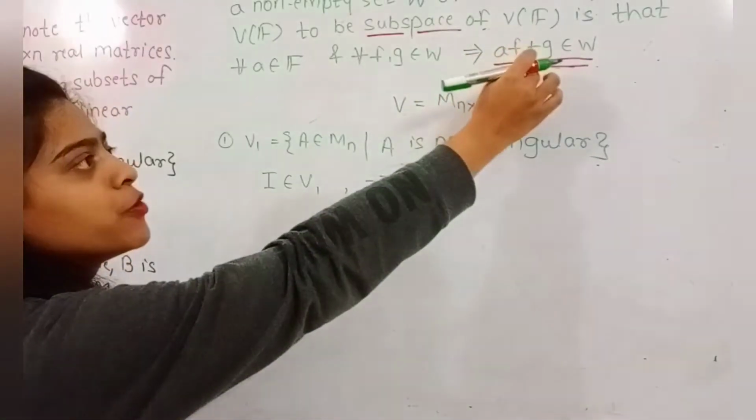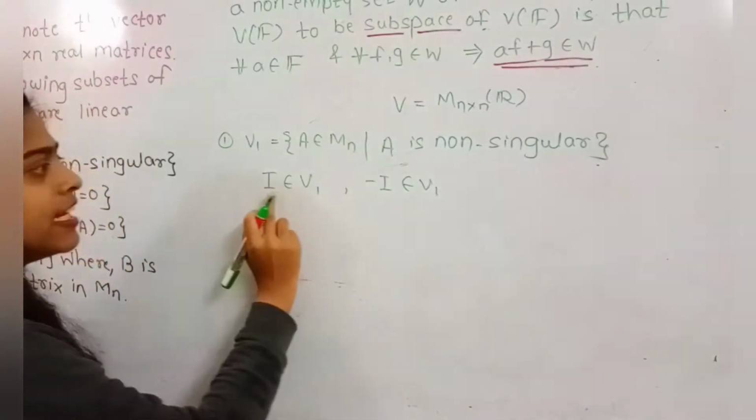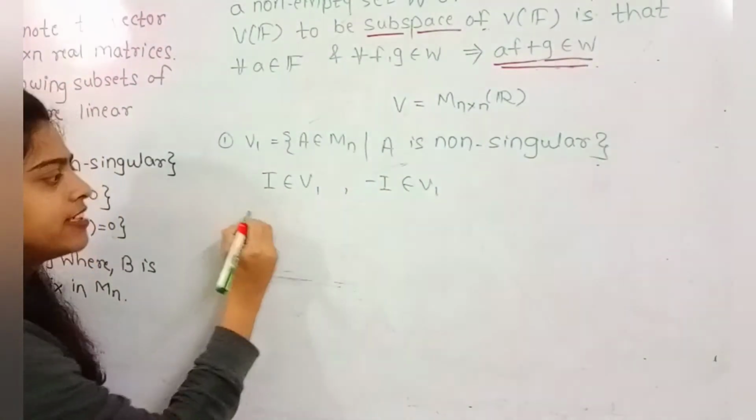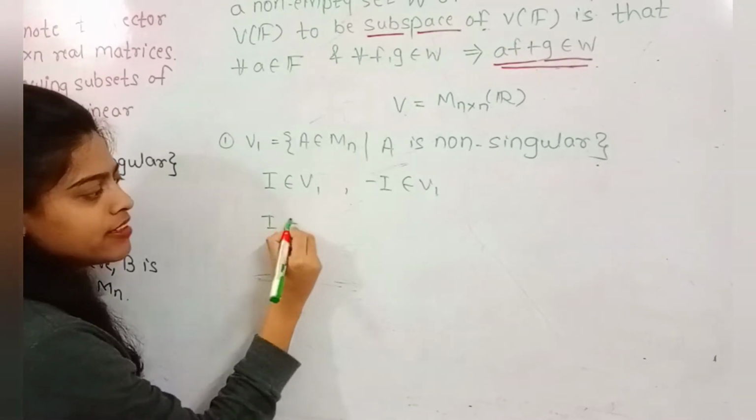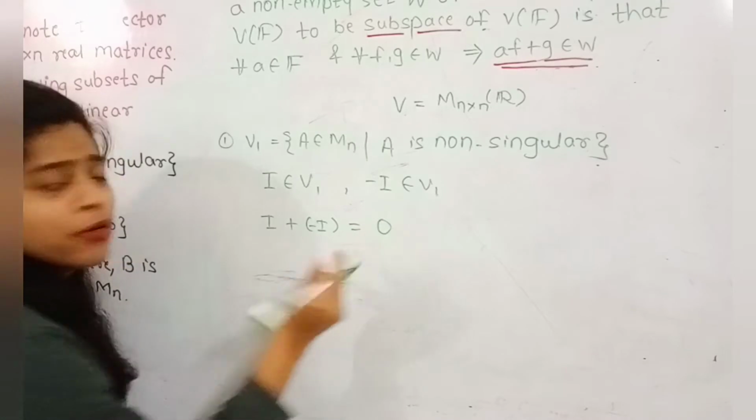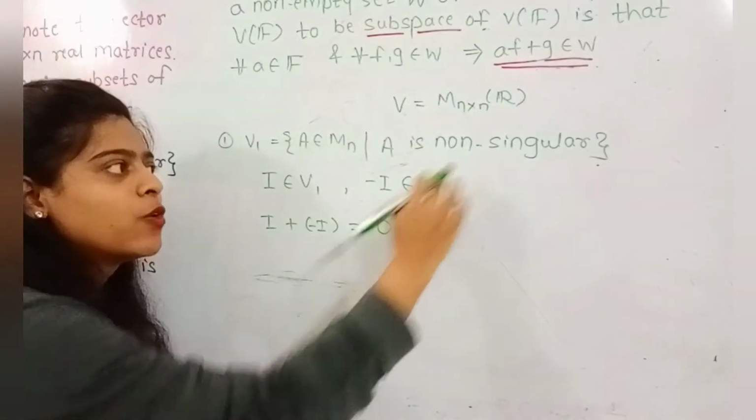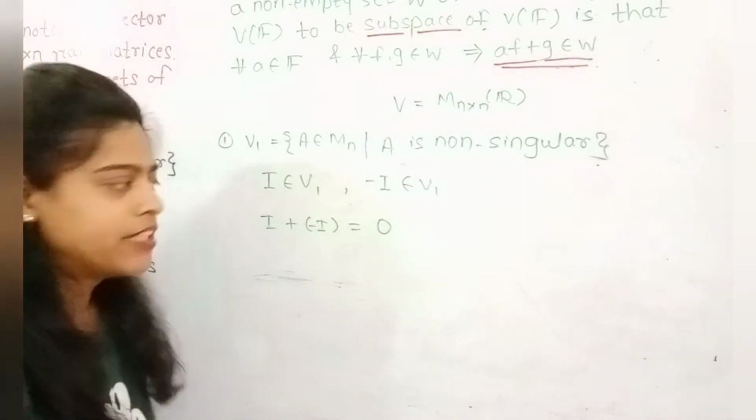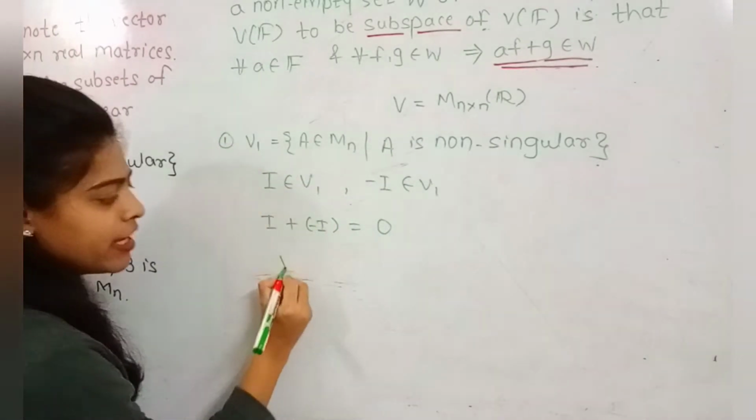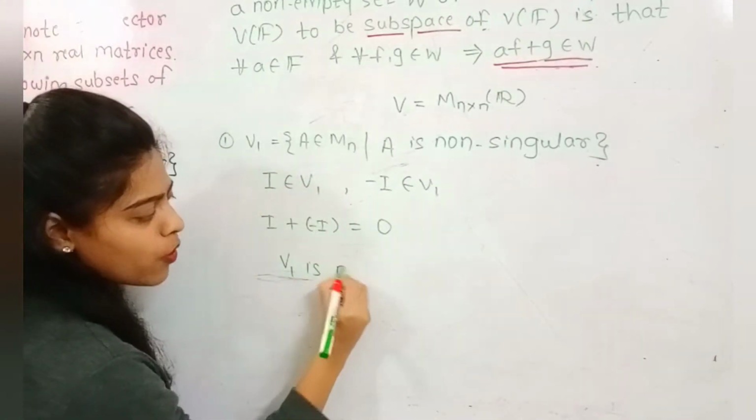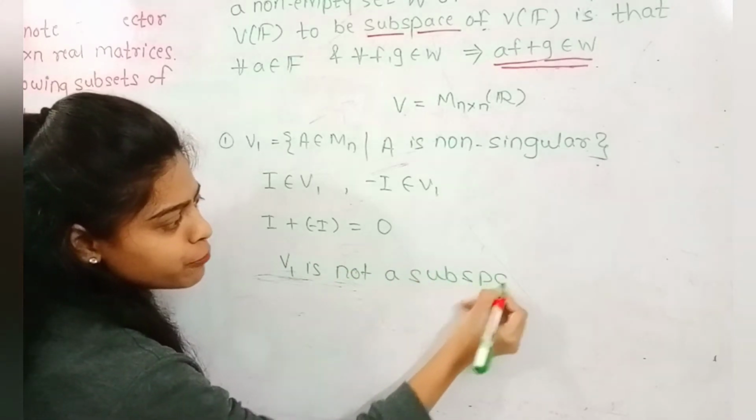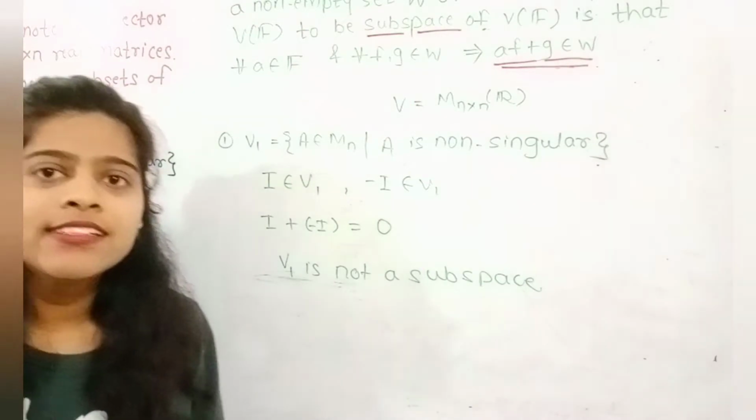Now we are going to use this property, where f is equal to I and g is equal to minus I, that is I plus minus I is equal to 0. But obviously we know that 0 is not a non-singular matrix. Therefore, this does not belong to V1. Therefore, V1 is not a subspace. Therefore, option 1 is not true.